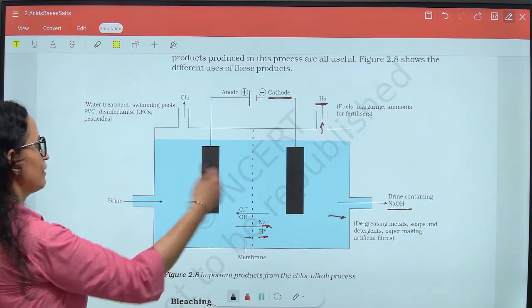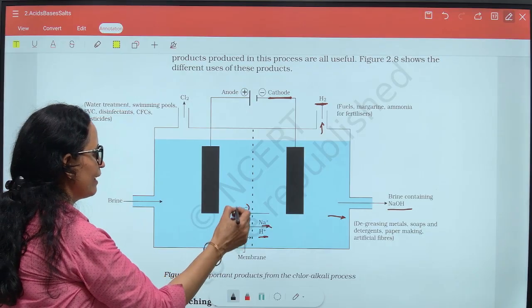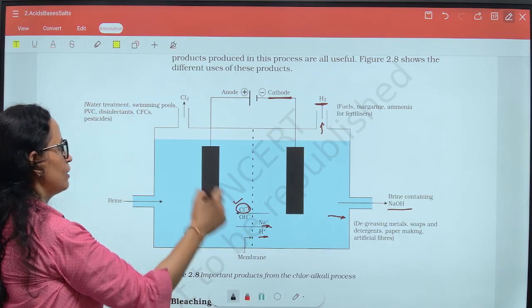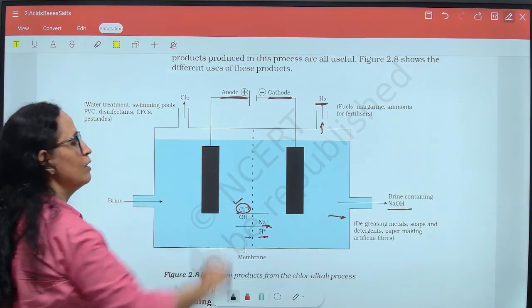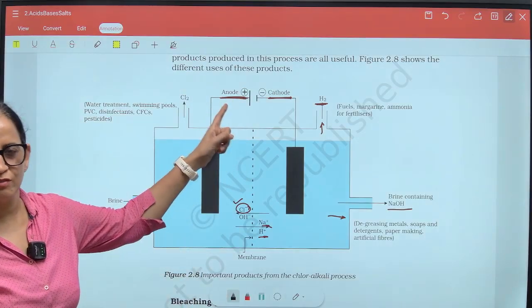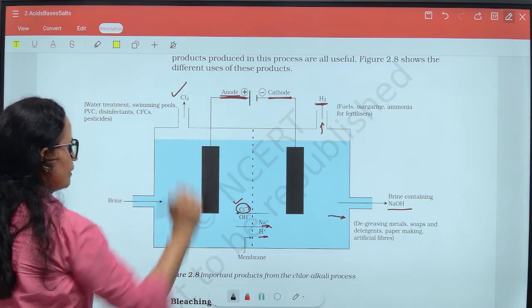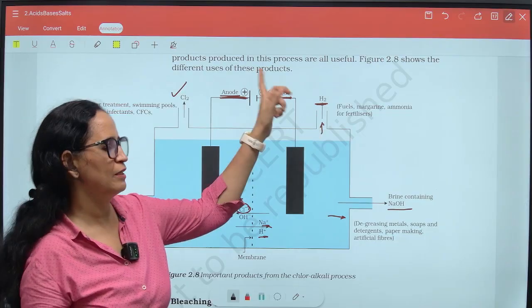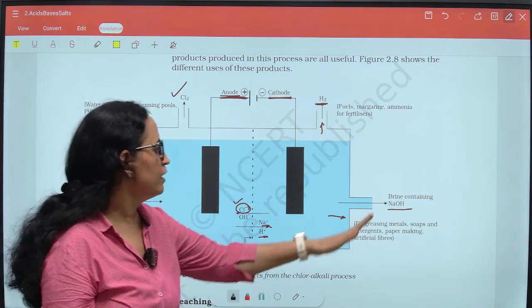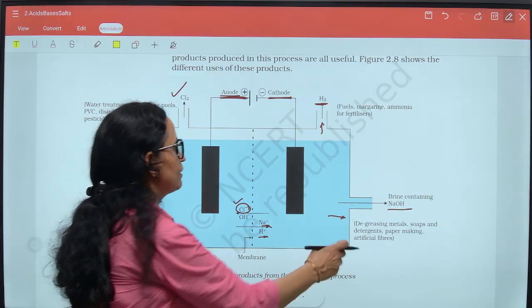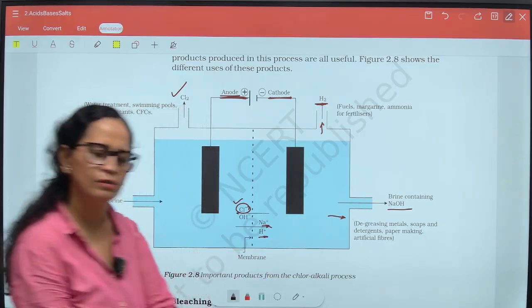And what happens at the anode? Because chloride ions are negatively charged, they get attracted towards the anode. The anode of the battery is the positive terminal. So that's why chlorine is liberated at the anode, whereas hydrogen is liberated at the cathode, and NaOH can be collected from the base of the cathode.